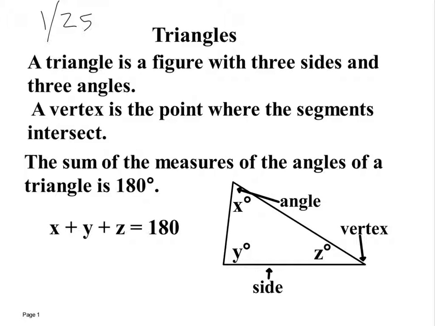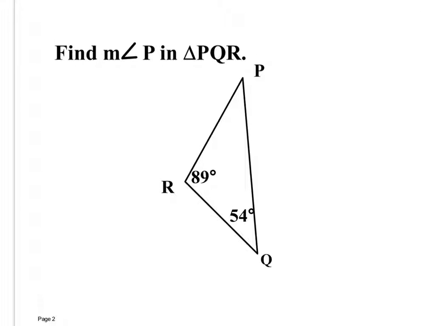Alright? And we can use that to our advantage. We can use that to figure out one of the angles, or if two or three of the angles are all missing, we can figure out what they are because of this rule. Alright, so write this down.